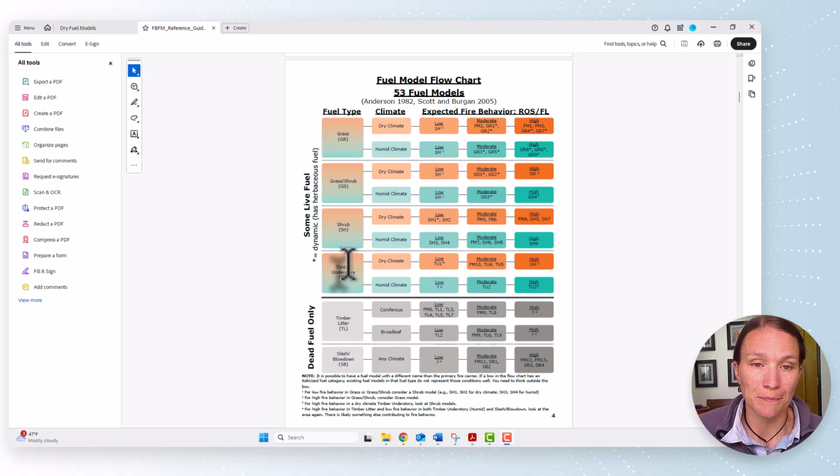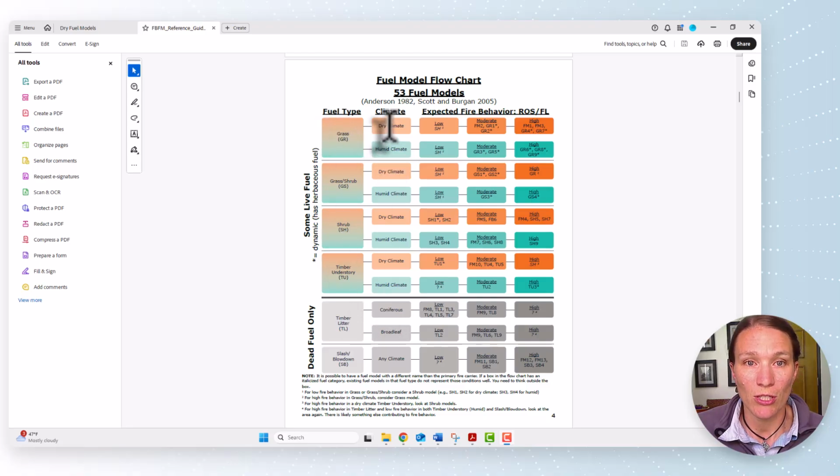through this process. Also notice that we've got this little star next to certain fuel models. That means they are dynamic, which means that their fire behavior will change as live fuel moisture values change. None of them are down here in dead fuels only because there's no live components in those fuel models. So let's say you pick your primary fire carrier.